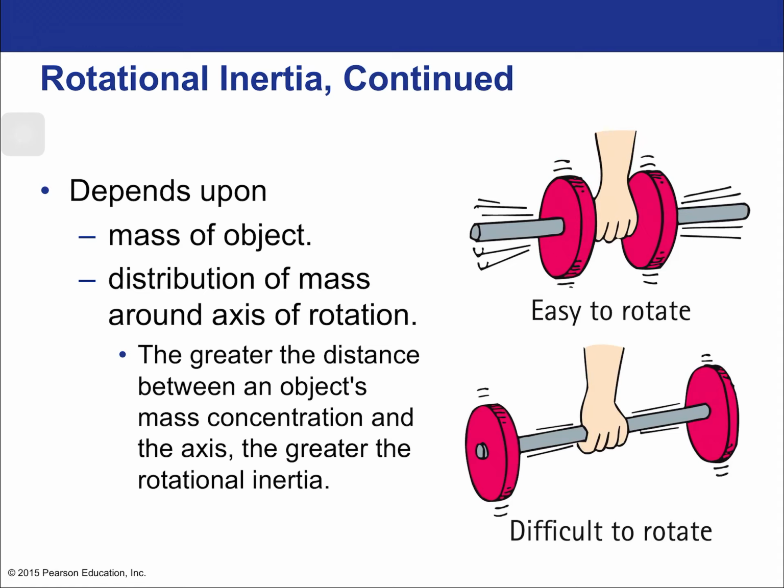Well, it definitely depends upon mass, so it has that in common with plain old garden variety linear inertia. But it also depends on the distribution of the mass. That's fundamentally different and inherently more complex. Specifically, it depends on the distribution of mass around the axis of rotation. Now, we actually have some common intuition based on how we interact with everyday items. For example, the greater the distance between an object's mass concentration and the axis, the greater the rotational inertia.